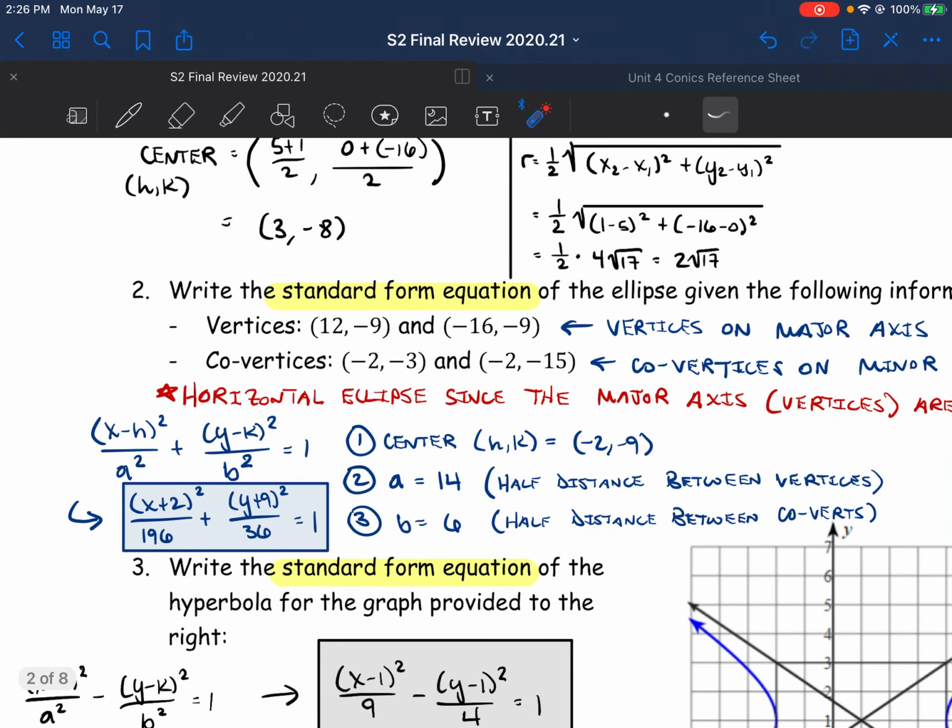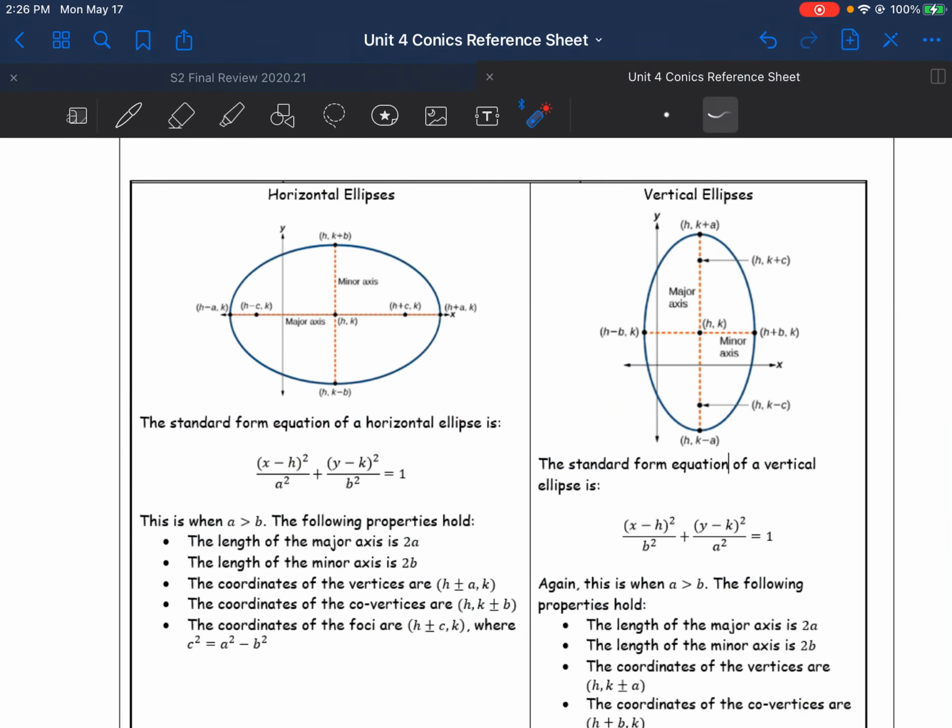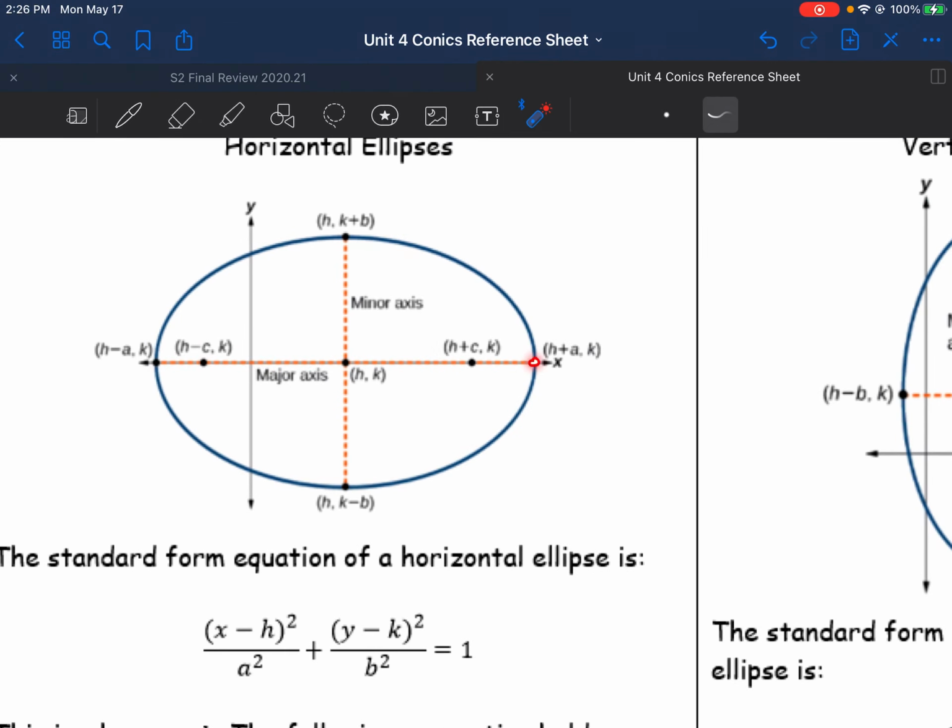So here's our standard form equation for a horizontal ellipse. Notice that we need to find a, b, and (h, k), which is the center. So I'm going to start with the center. Center being (h, k). If we think about an ellipse here, the center is just going to be the midway point of either the major axis or the minor axis. I just need to find the midway point, and I get the center (h, k).